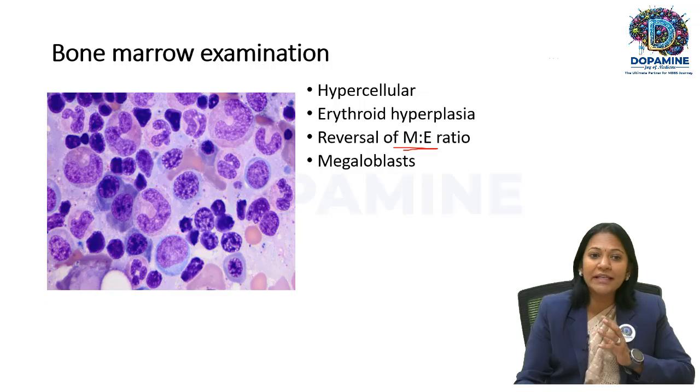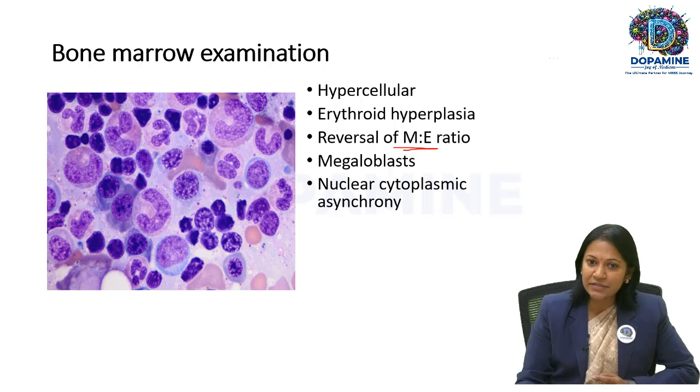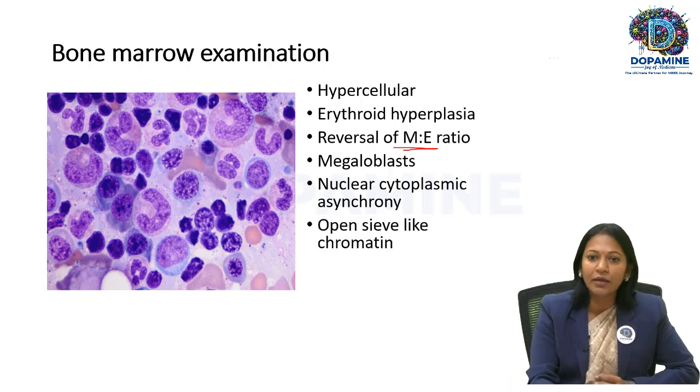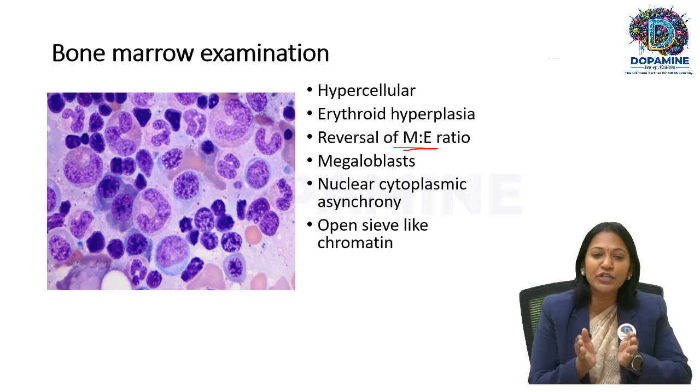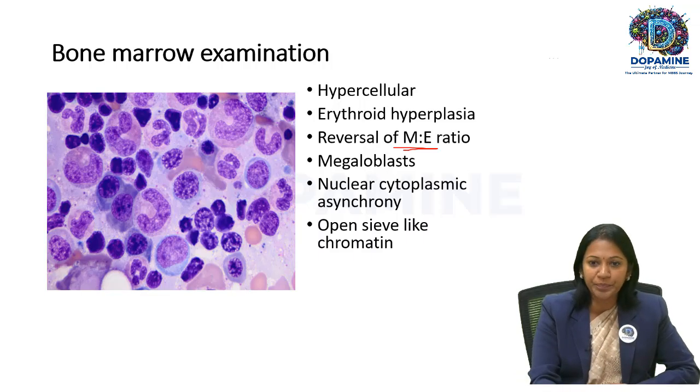Megaloblasts will be there. All these cells are bigger. Why are they all bigger? Because cytoplasmic maturation is more. Nuclear maturation is delayed. So there is an imbalanced cell division that is happening. Nuclear cytoplasmic asynchrony, which we have already seen. Open sieve-like chromatin. The chromatins are all abnormal. When the cell matures, the chromatin should close. But here, because the cell is not maturing, there is an open sieve-like chromatin, which is a very classic feature in the bone marrow examination of megaloblastic anemia.